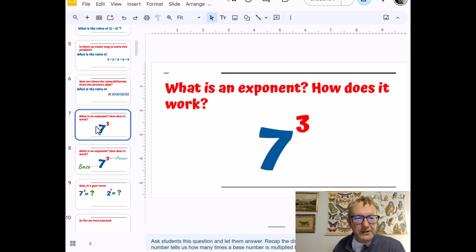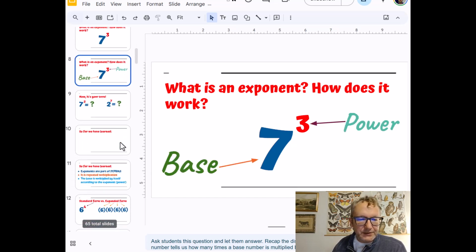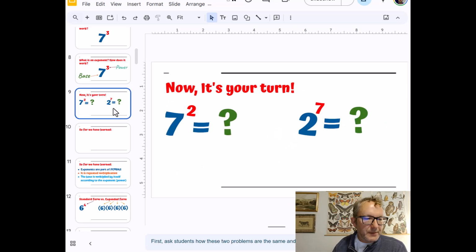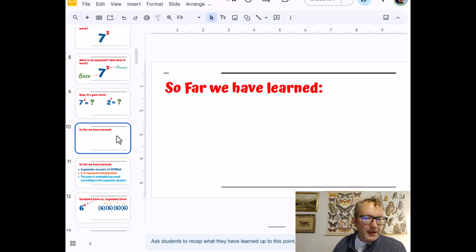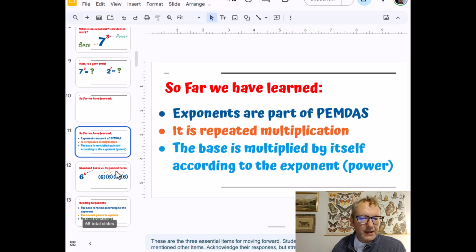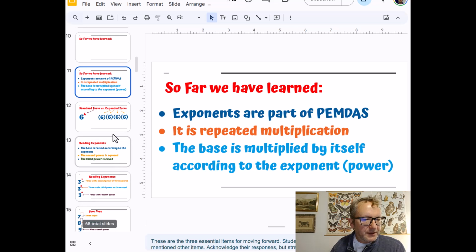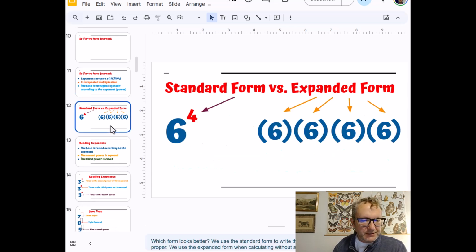Next we move into what's an exponent? How does it work? We explain the terminology. We talk about the base, the power. We give them a chance to practice. This could be a think, pair, share, small group, or if you upload this to your learning management system, they could do it interactively. And then now we're going to give them a minute to think about what we've learned. Some processing time here. And then we're going to tell them what they learned. We're moving on to the next example.